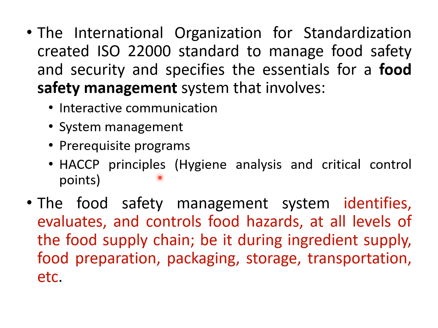HACCP stands for Hazard Analysis and Critical Control Points. The food safety management system is mainly to identify, evaluate, and also control the various food hazards at various levels of the food supply chain. It can be right from procuring the ingredients or the raw materials to food preparation, packaging, storage, transportation, etc.